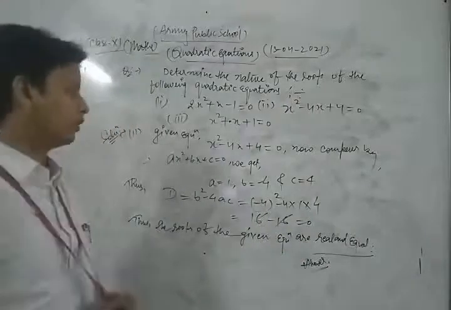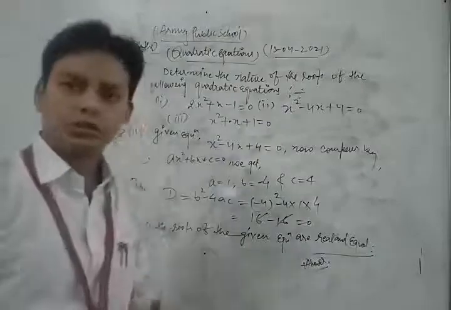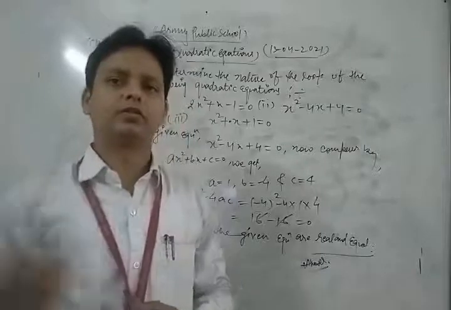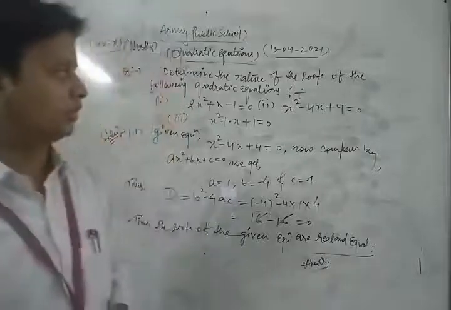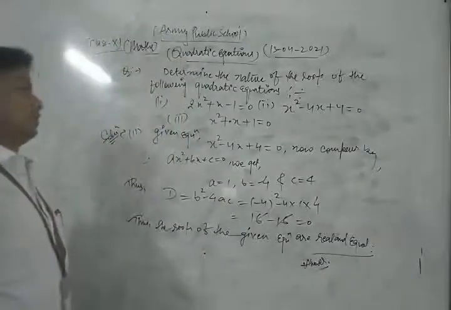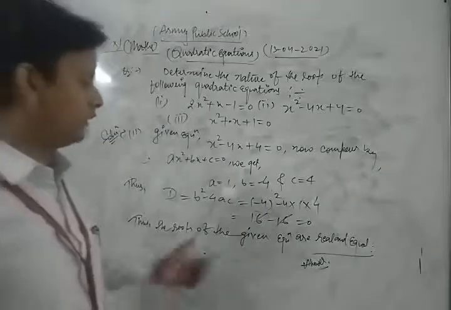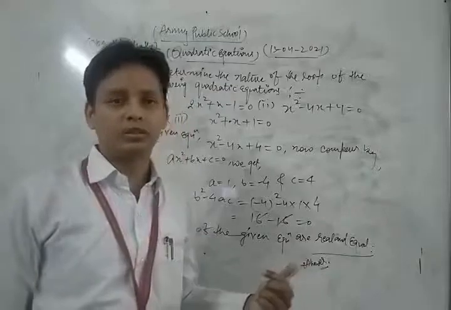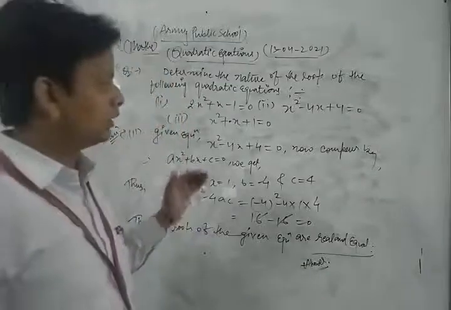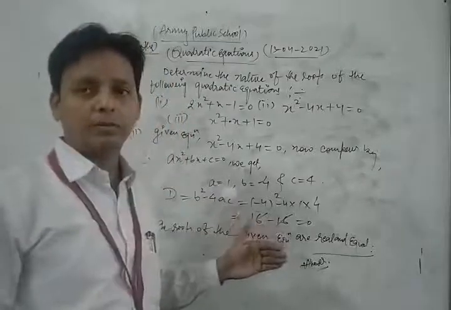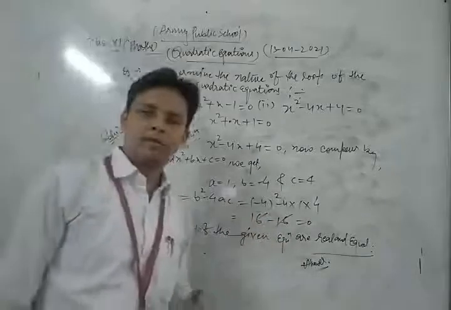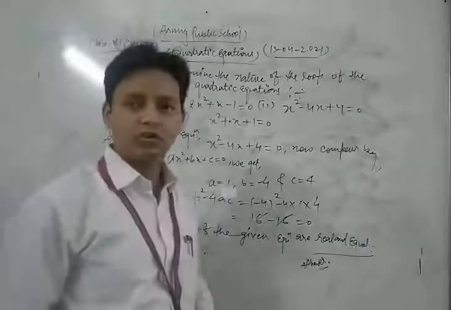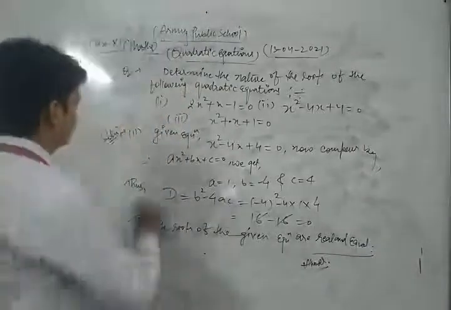This is a very important question or topic of your chapter, so please do more and more practice of this type of question. Okay, now this is question number 2. Because its discriminant is 0, and when the discriminant is 0, then the roots of the given equation are real and equal. Now we take and solve the third part of this question.